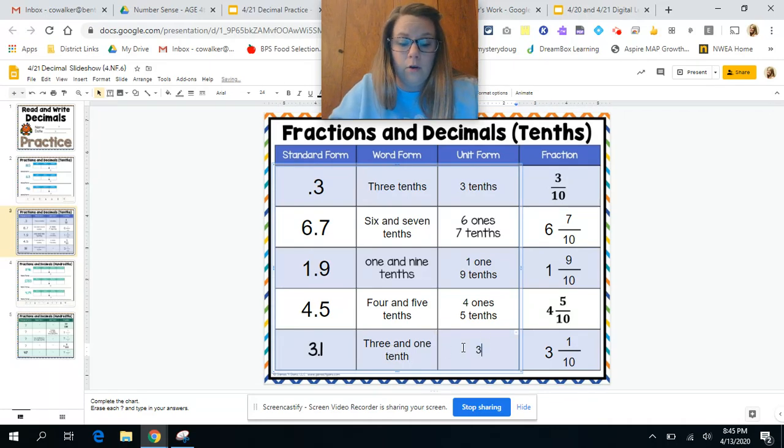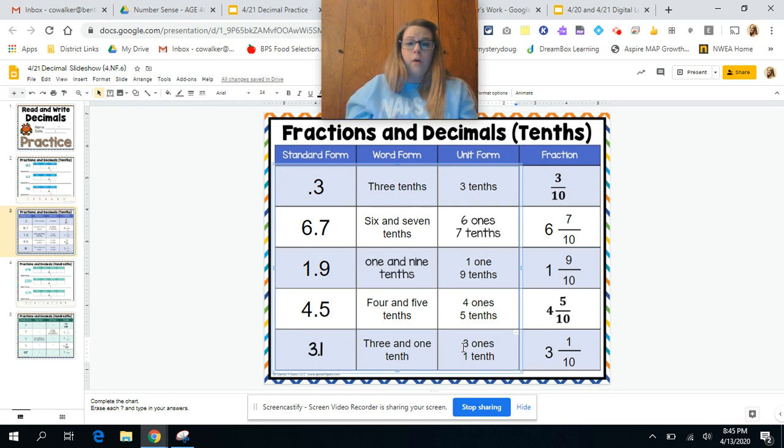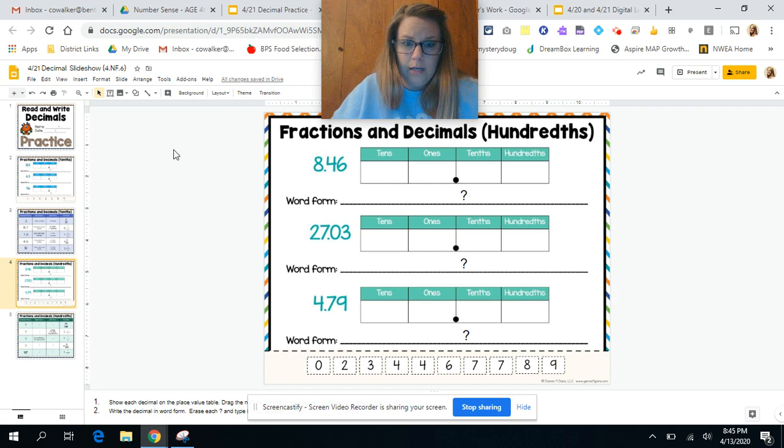And in this last one, it's the same thing. It's going to be in that unit form. So I have 3 ones, because that's what place value the 3 is in, and then 1/10, because that's what place value the 1 is in. So those are all with tenths. Now, just to refresh our memory, here is 8 and 46/100ths. So the 8, the 27, and the 4 are all in my ones place value or tens place value. It's all in our whole numbers. So that's 8, 27, 4. Those are all the whole numbers that we already know.